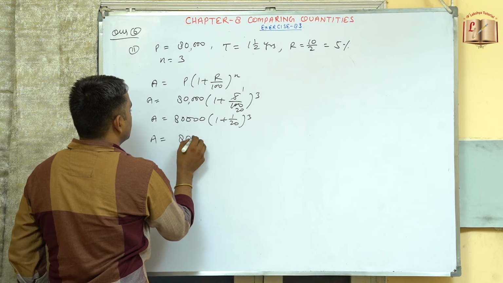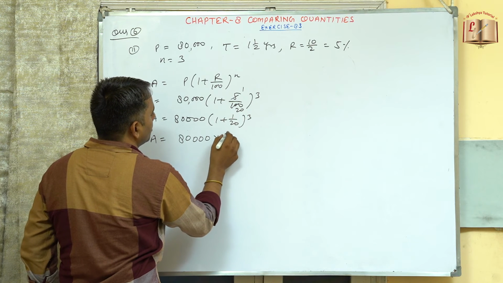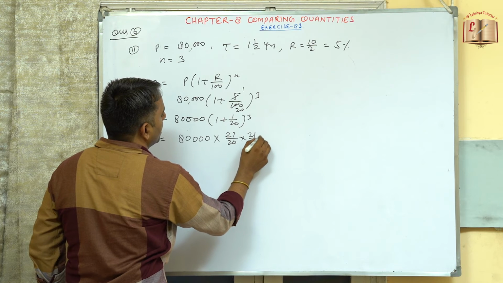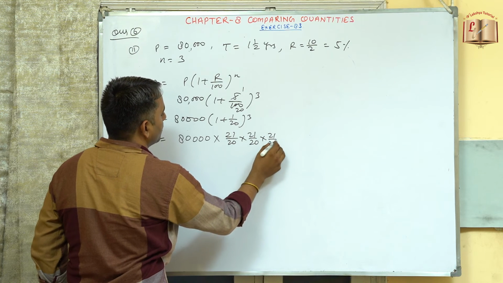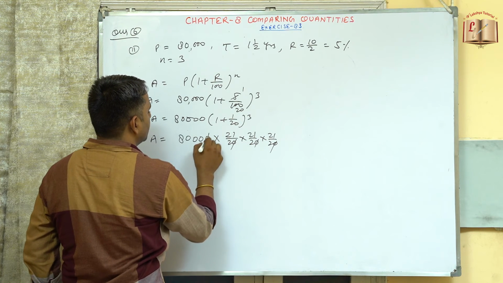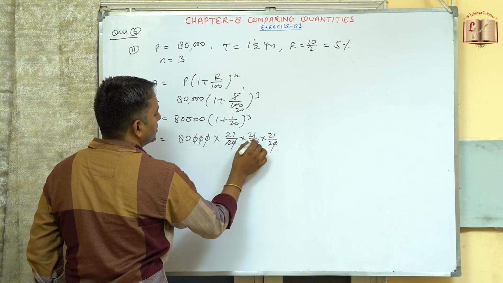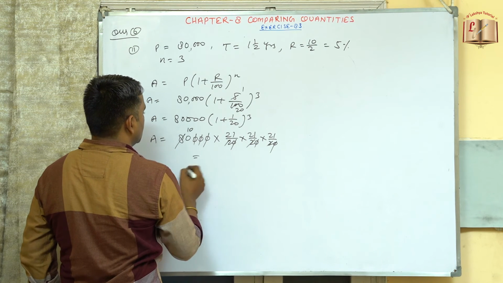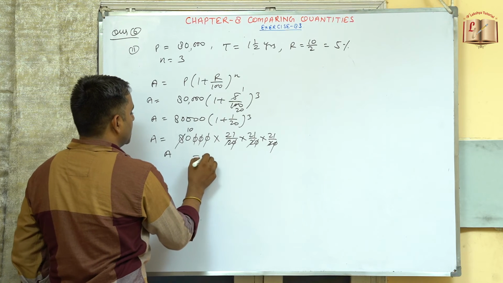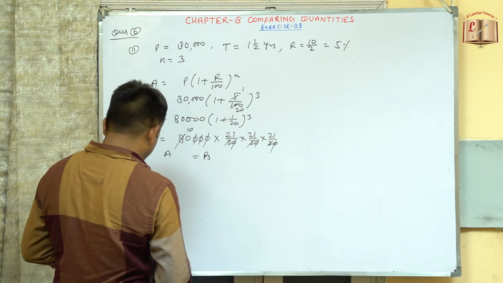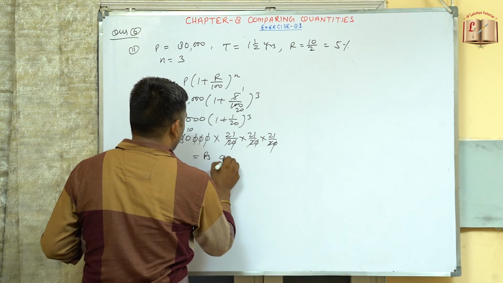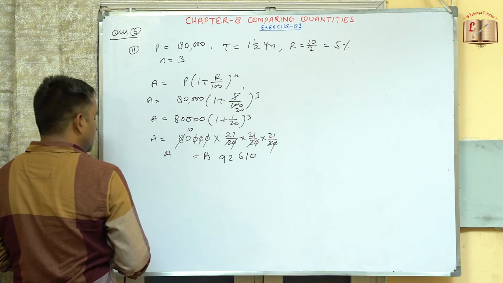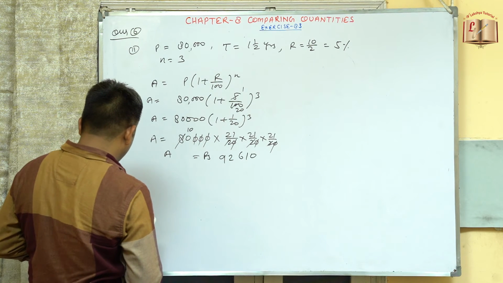So A equals to now 80,000 into this will be now 21 by 20, 21 by 20 and 21 by 20. 1, 2 and 3. 1, 2, 3 cancelled. 2, 4, 8. Then this. So here we got 8 only. Now we can calculate. So A comes out to be here 92,610 rupees.